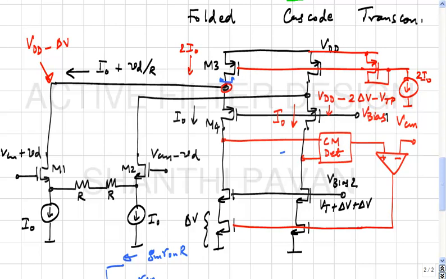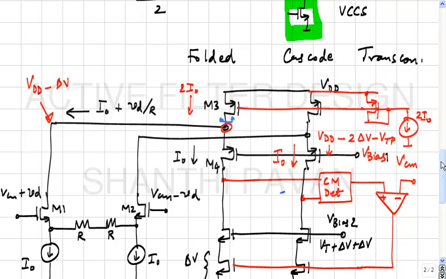That's exactly what you want, no? You want all the current to go outside. At the drain of M3, the upward impedance is almost equal to the terminal.